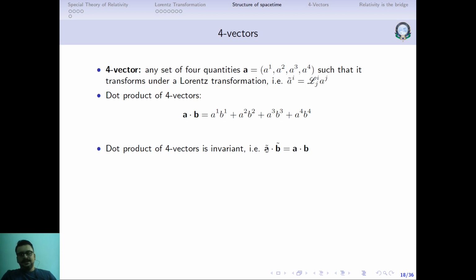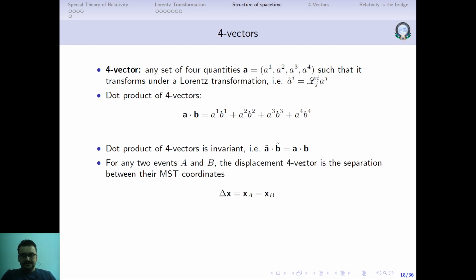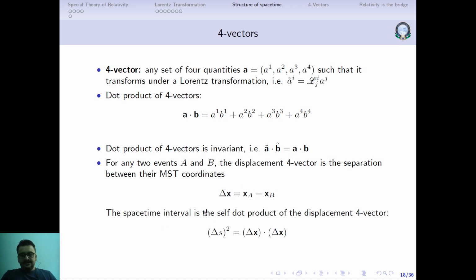So it shows that the dot product of four vectors is invariant, which is a very good result, because it naturally takes you to the idea that the space-time interval is also invariant. How can we see that? Suppose I have two events a and b. The displacement four vector is the separation between their Minkowski space-time coordinates. So the displacement between these two events will be delta x, equal to the coordinates of a minus the coordinates of b. Now if I take the self dot product of this displacement four vector, that will give us the space-time interval. You can actually work this out.